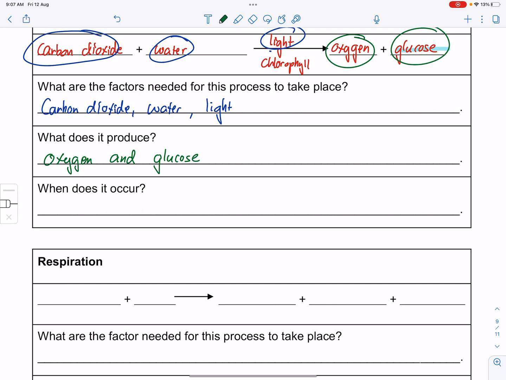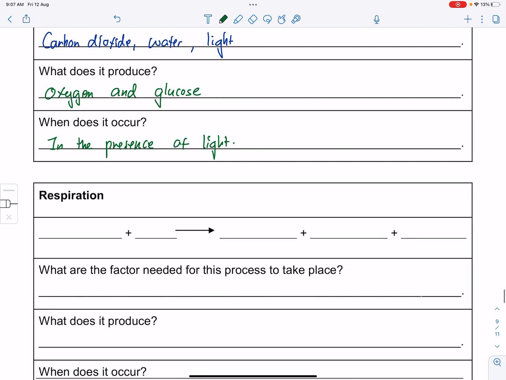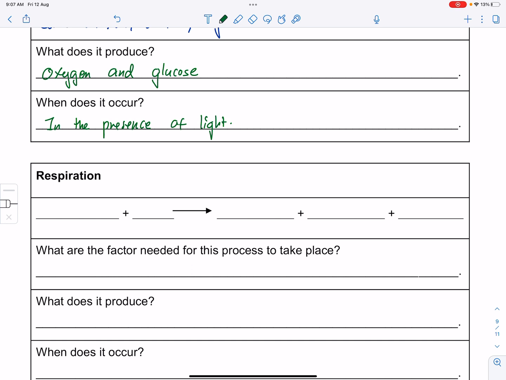When does it occur? In the presence of light. So be very careful, those of you who put sunlight. I actually put a remark there. I cancelled away the sun. And like I stressed to you many times, nowadays, it doesn't mean that only sunlight can work. Artificial light will also work. And it's not the timing of the day. So if you tell me daytime, that's wrong.